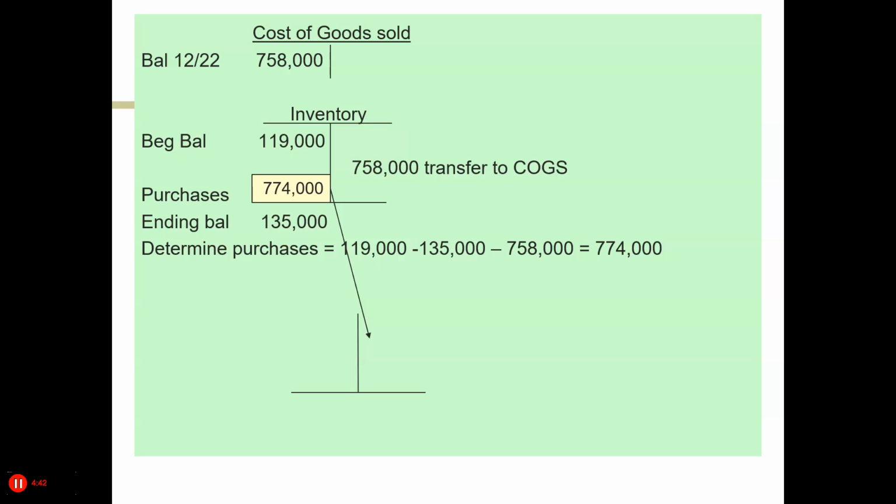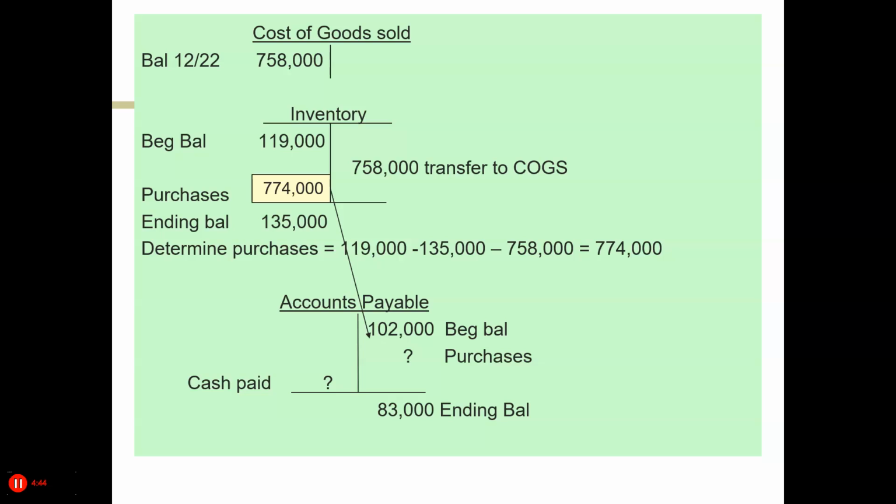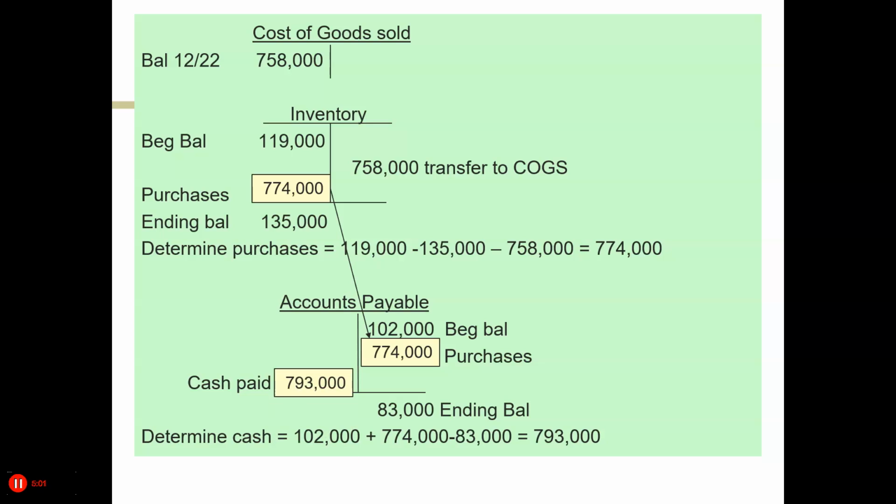And we know that next we're going to go to accounts payable, and that's where the 774 would go. Now, to determine the actual cash we paid, we would take the beginning balance plus the purchases minus the ending balance, and that would tell us the amount of cash, and that is what's going to appear on the statement of cash flow from operations using the direct method.